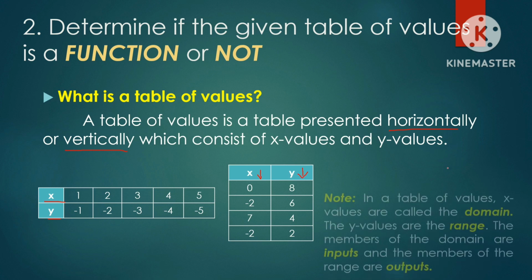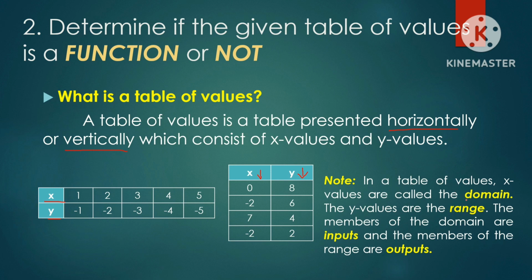Now, here in a table of values, x values are called the domain. The y values are the range. The members of the domain are inputs and the members of the range are outputs. Okay? So again, sa table of values, yung mga x values natin, tawag natin dyan is domain. Yung mga y values naman, tawag natin ay range. So, yung members ng domain natin, tinatawag nating inputs, at saka yung member ng range natin naman ay tinatawag nating outputs.